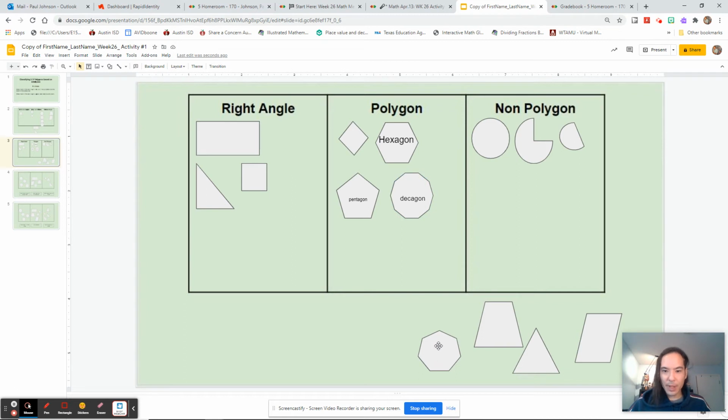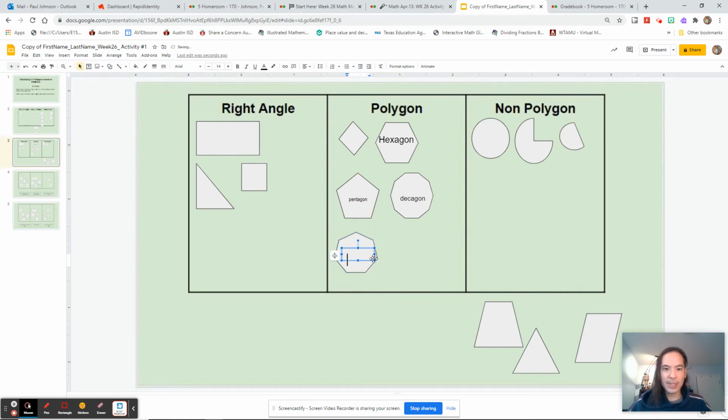All right, let's count the next one. 1, 2, 3, 4, 5, 6, 7. Remember, a 7-sided polygon is called a heptagon. All right, that one's a little bit weird. Heptagon.